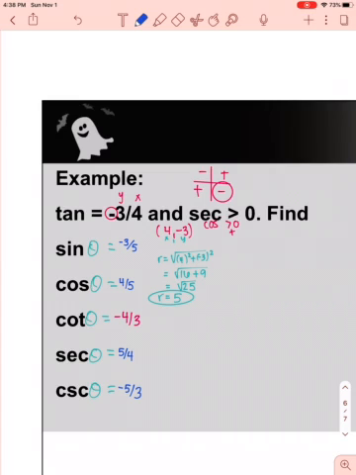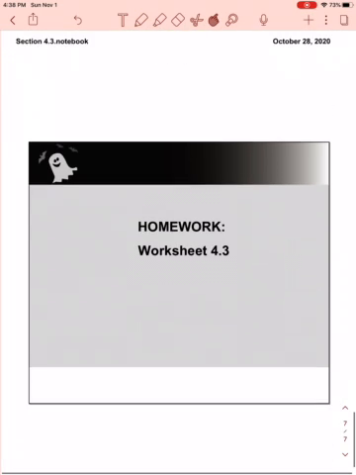X over r, y over r. You need to know x and y and r. Okay, 4/3.